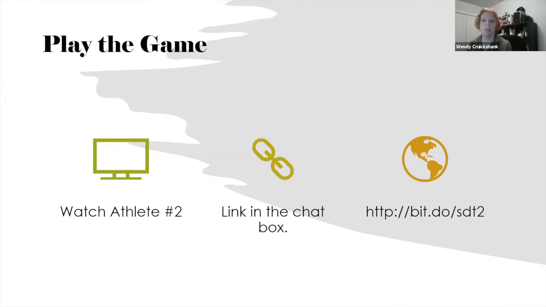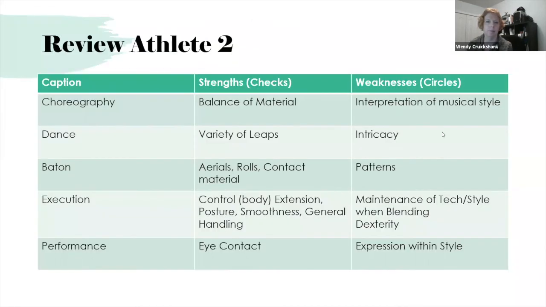All right, let's start reviewing athlete number 2 with choreography. In choreography, we checked balance of material, and the weakness was interpretation of musical style. We said beautiful start to the routine, but after a few counts of 8, the athlete starts into a solo type section. Excellent interpretation of the soft parts of the music, but often goes into twirler mode and seems to completely ignore the change in the drum section with a musicality issue at the end.